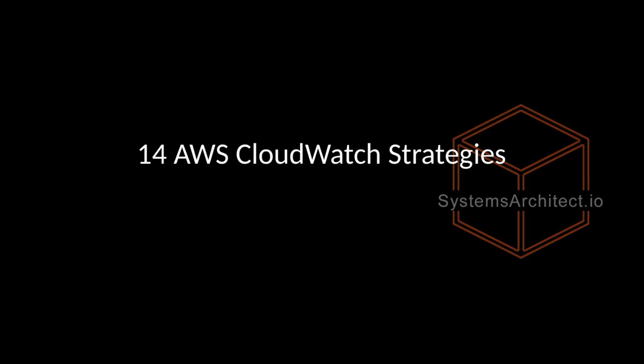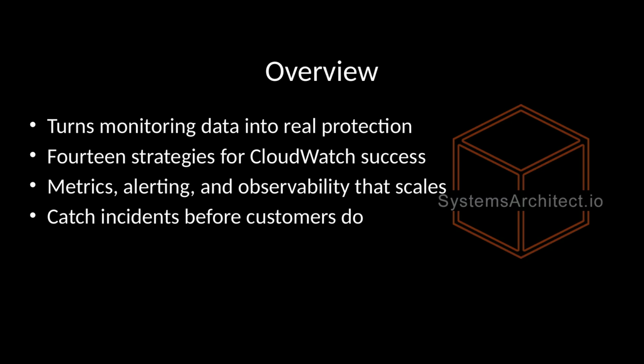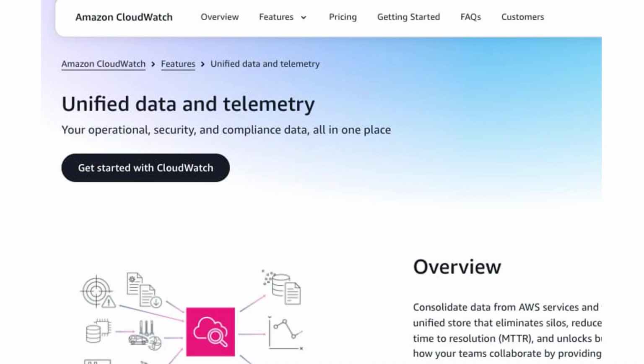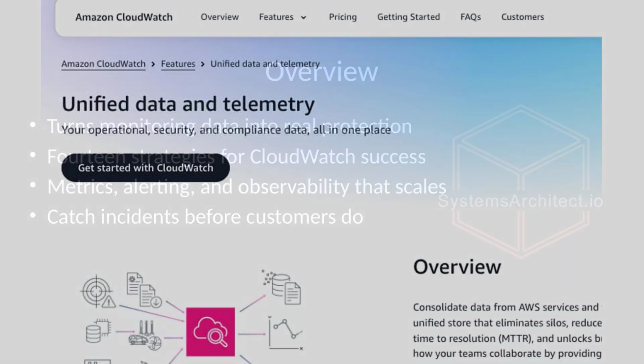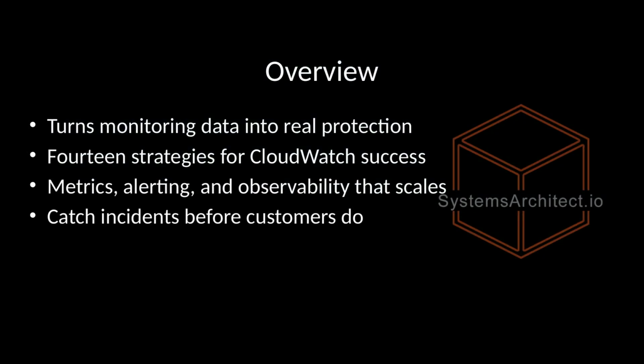AWS CloudWatch quietly decides whether your team catches a problem in seconds or discovers it from an angry customer. The difference between a monitoring setup that just collects data and one that actually protects your systems comes down to how deliberately you configure it. This walks through 14 strategies for using CloudWatch to build monitoring, alerting, and observability that scales with your infrastructure and keeps your team ahead of incidents rather than reacting to them.